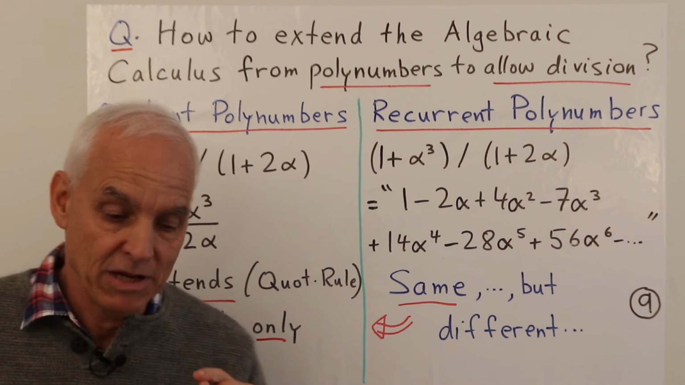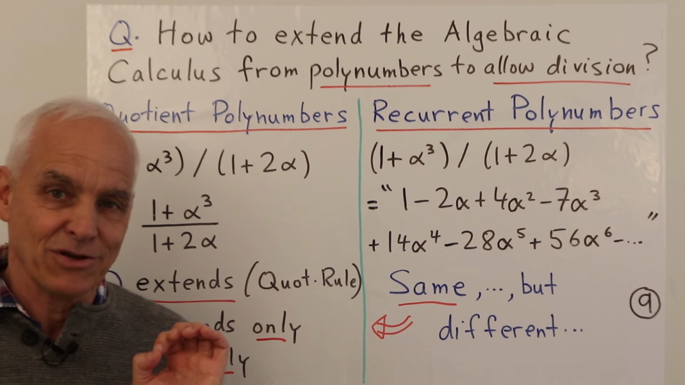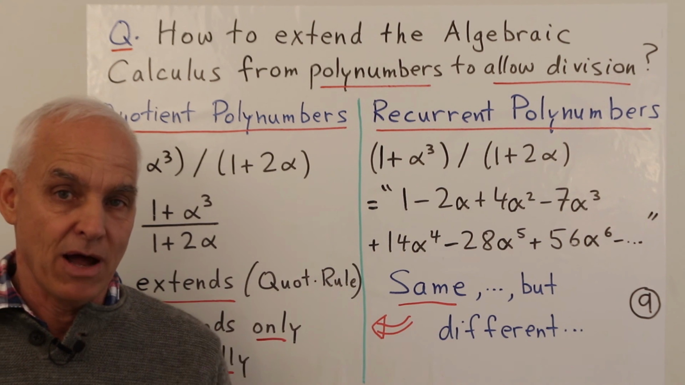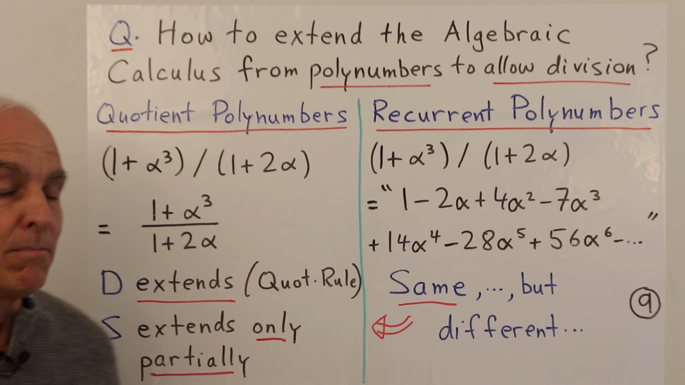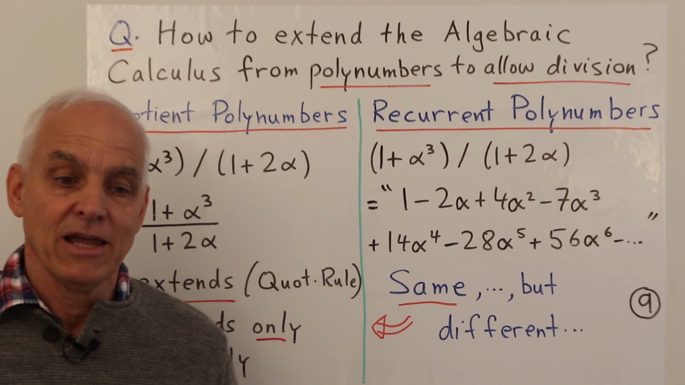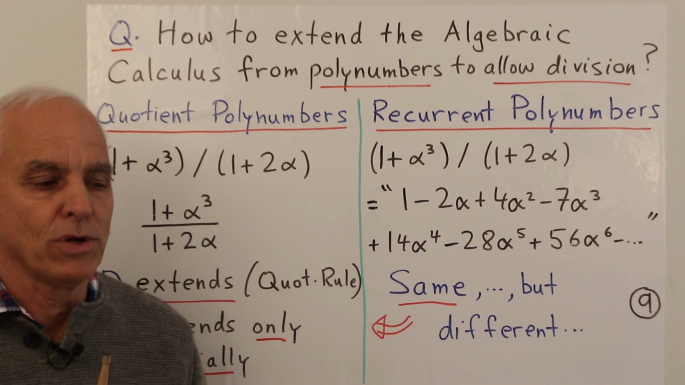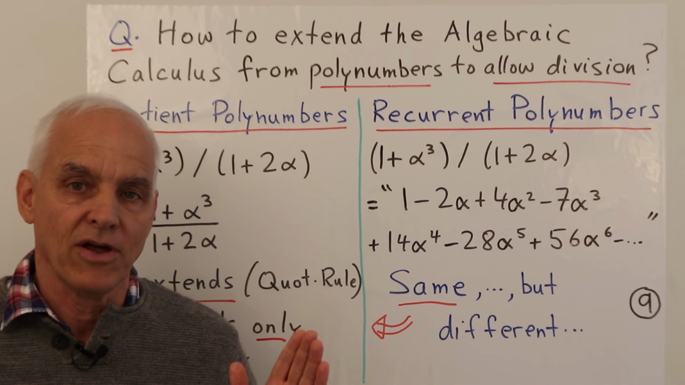But, and it's a big but, the situation is very different when we come to the integration question. Extending the Faulhaber integral operator S to quotient polynumbers is much more problematic. In fact, it only extends partially. So understanding this and its ramifications is going to be something that occupies us a lot.